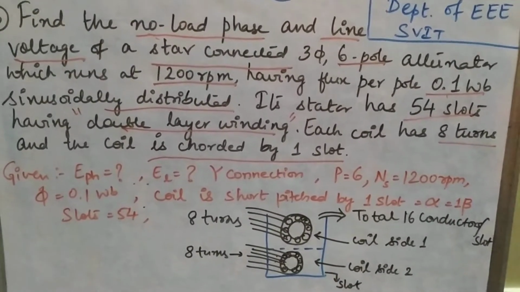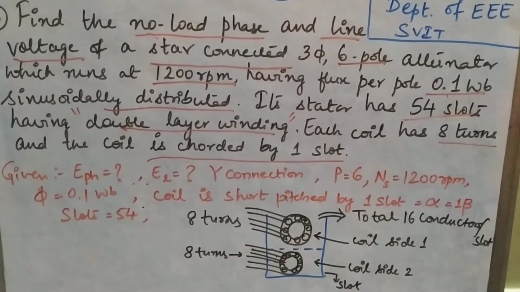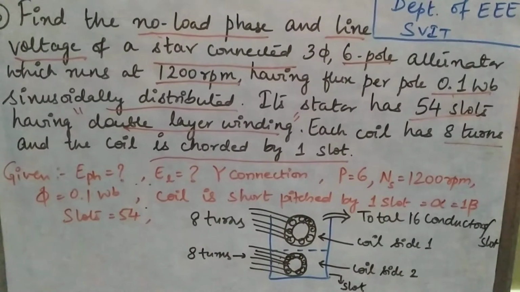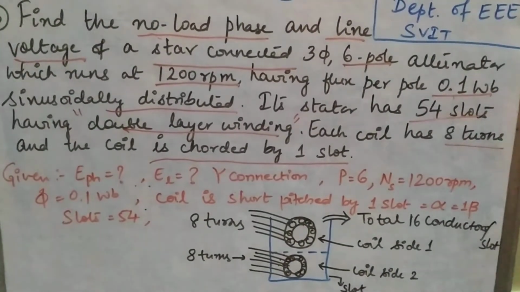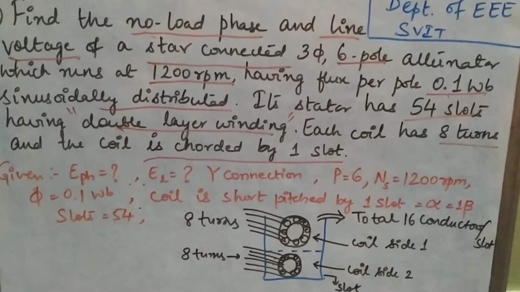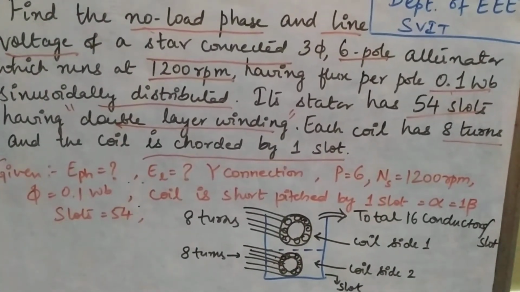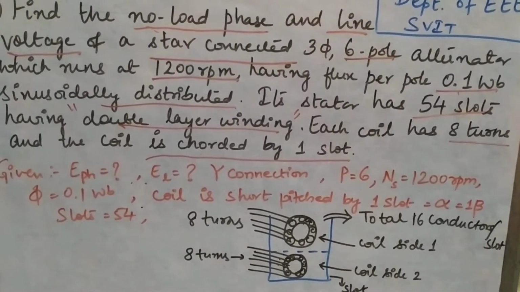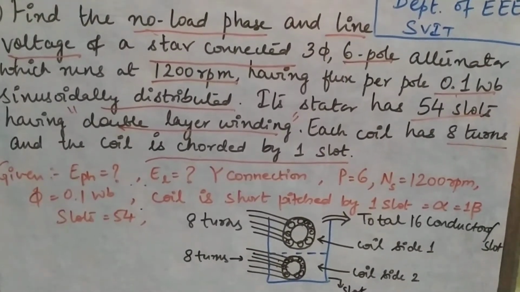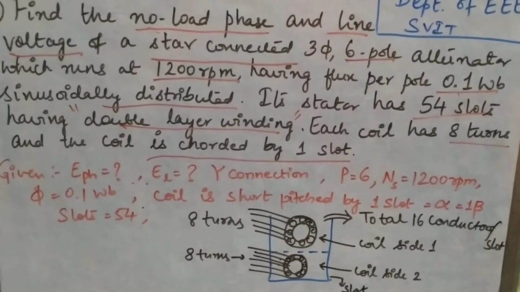In the first session, we solved the problem based on these subsections with full pitched and short pitched coils, and we can follow it up. There we observed that alpha will be equal to 1 times beta, that is, it is short pitched by only one slot. So it is the beta value we have to find out.